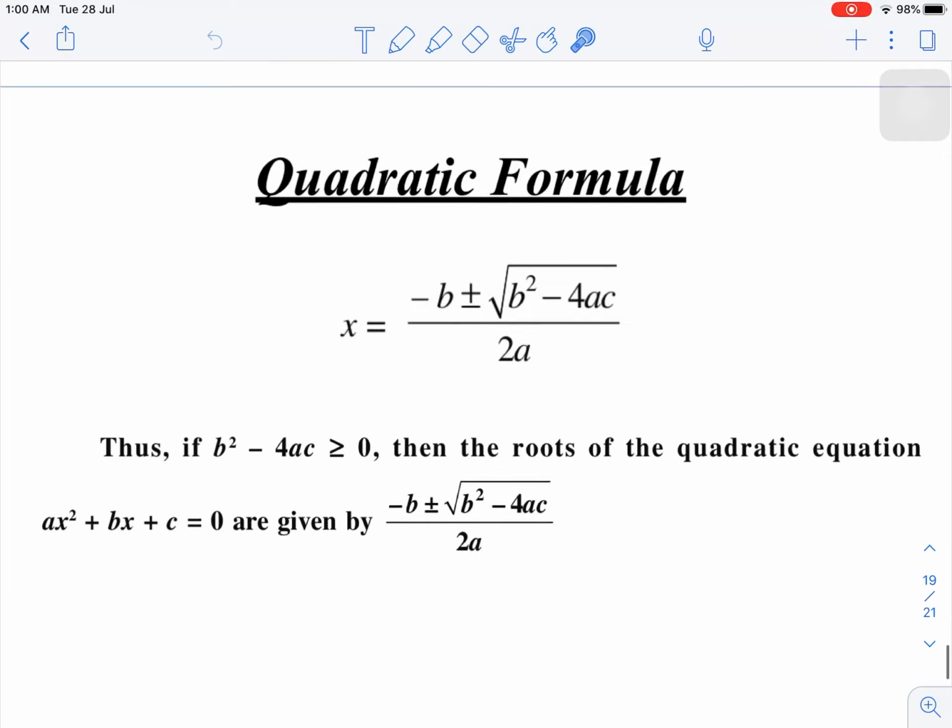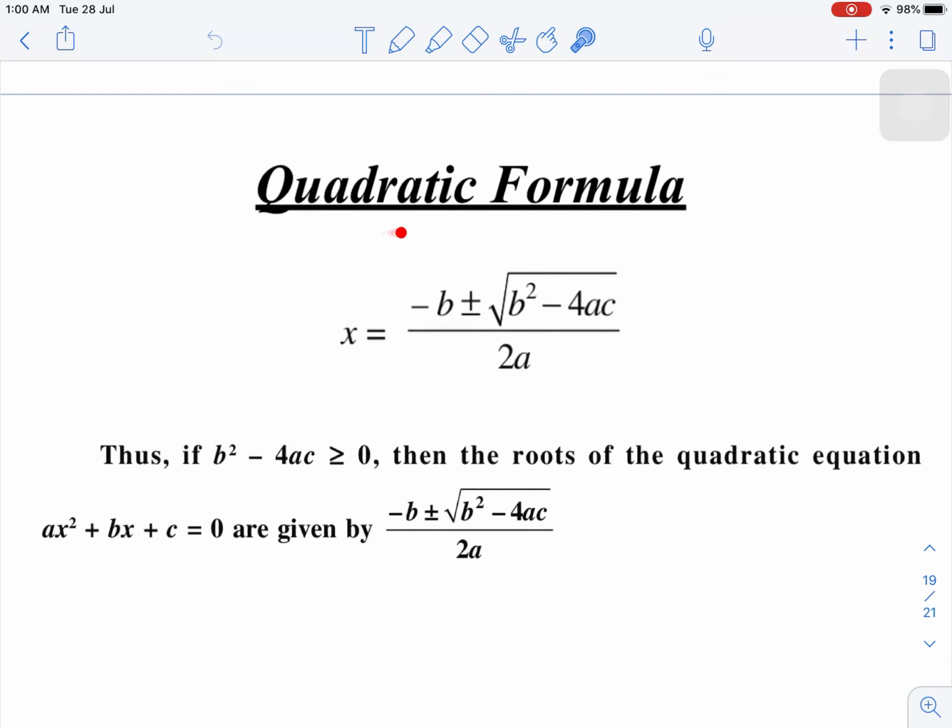Okay, now today we are going to learn a new formula that is known as the quadratic formula. Now what is the quadratic formula? x equals minus b plus or minus under root b square minus 4ac upon 2a. We use this formula when the value of b square minus 4ac is greater than or equal to 0. Then we can find the roots of the quadratic equation ax square plus bx plus c equals 0 by using this quadratic formula.